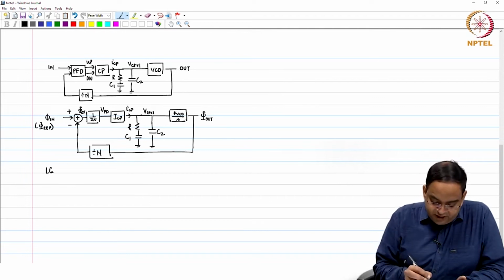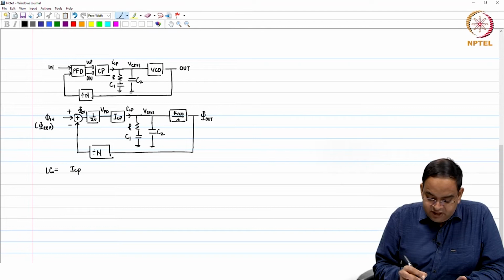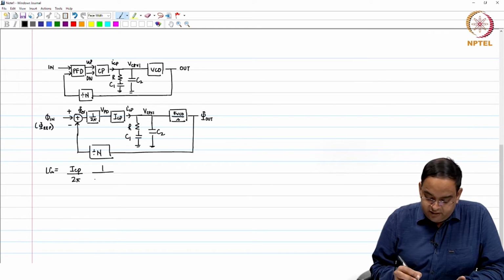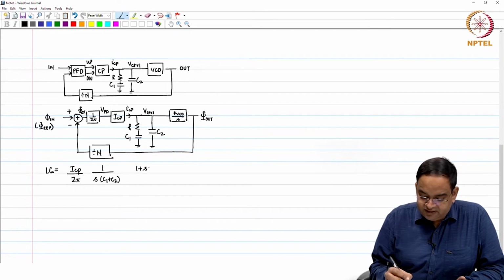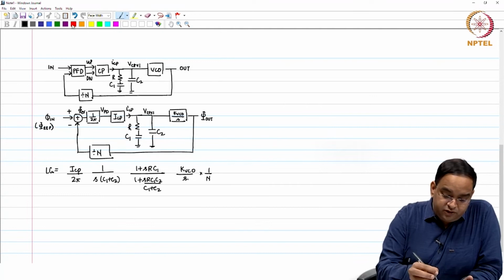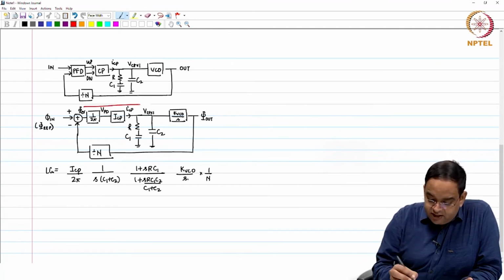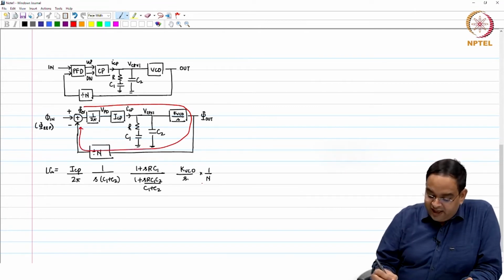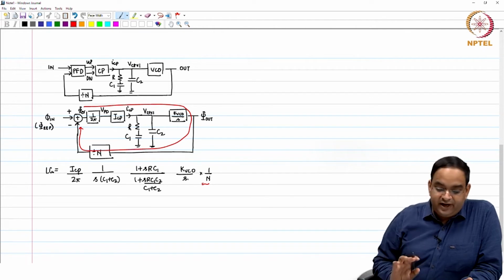Okay. So, the new loop gain is going to be ICP by 2 pi into 1 by S (C1 plus C2), (1 plus SR C1) over (1 plus SR C1 C2 by C1 plus C2), times KVCO over S into 1 by N. So, you measure the loop gain by going around the loop and coming back. So, this is your loop gain. The loop gain has an additional factor of 1 over N.